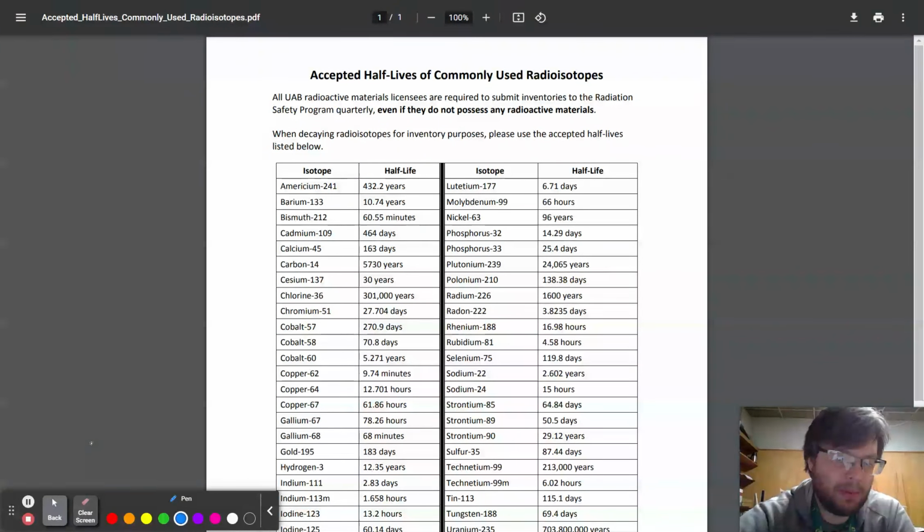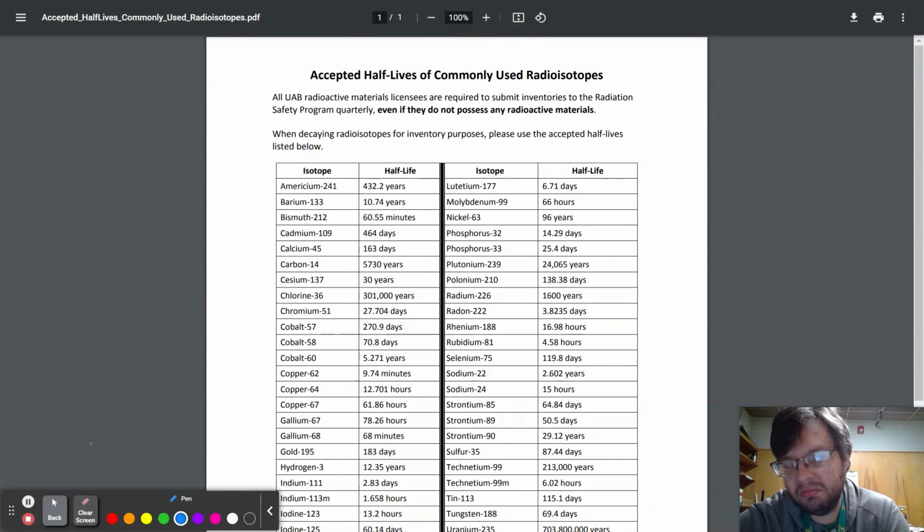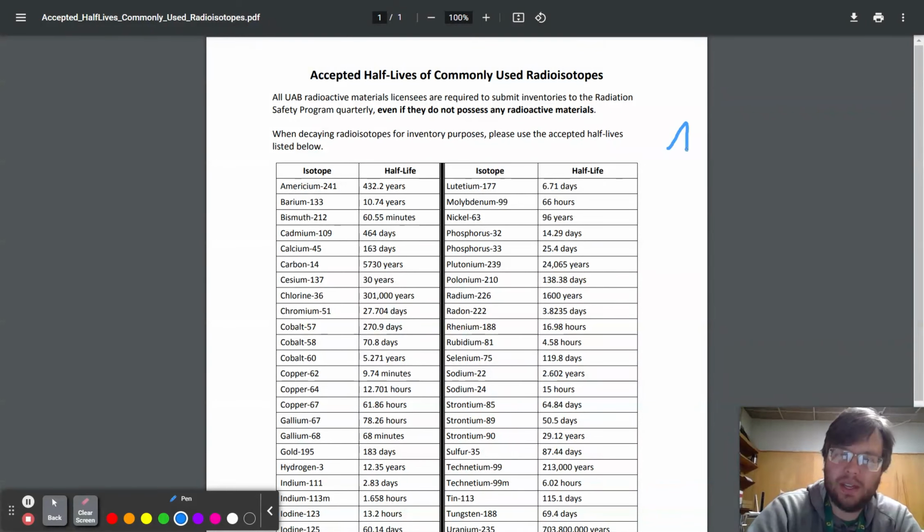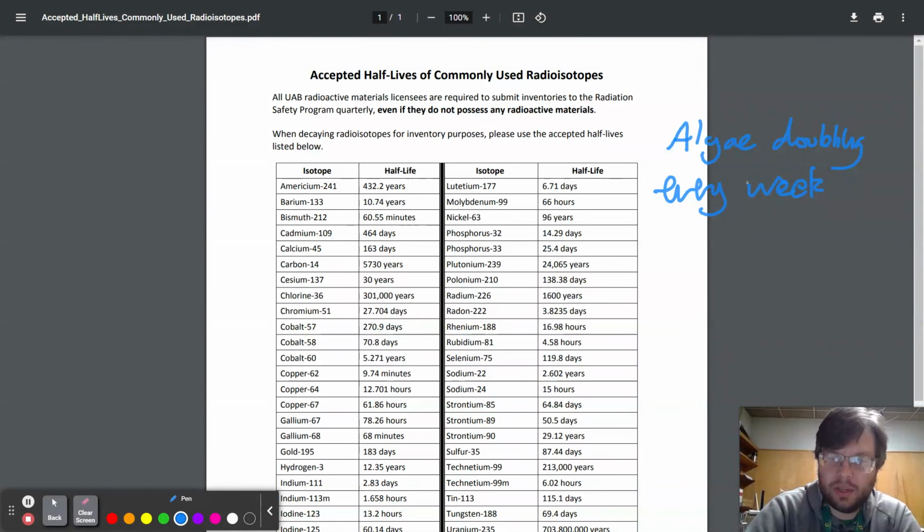The idea of doubling time is basically the same thing, but instead of multiplying by a half, you're doubling. So for example, if you have, say, algae doubling every week, then let's say you start with, doesn't matter, 3 square inches.